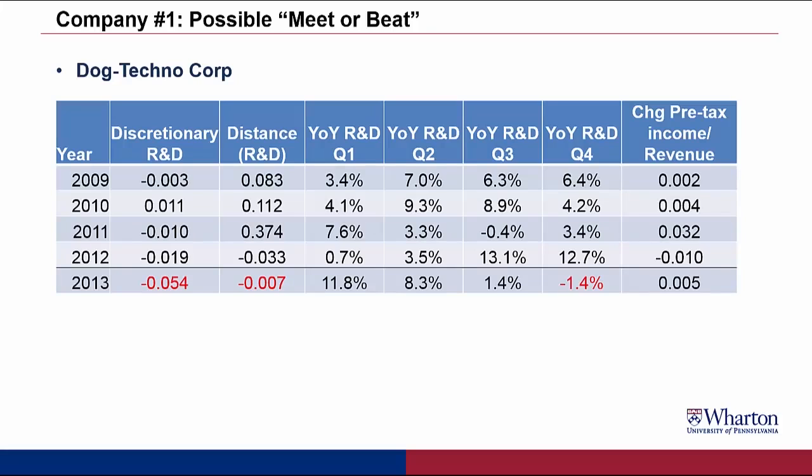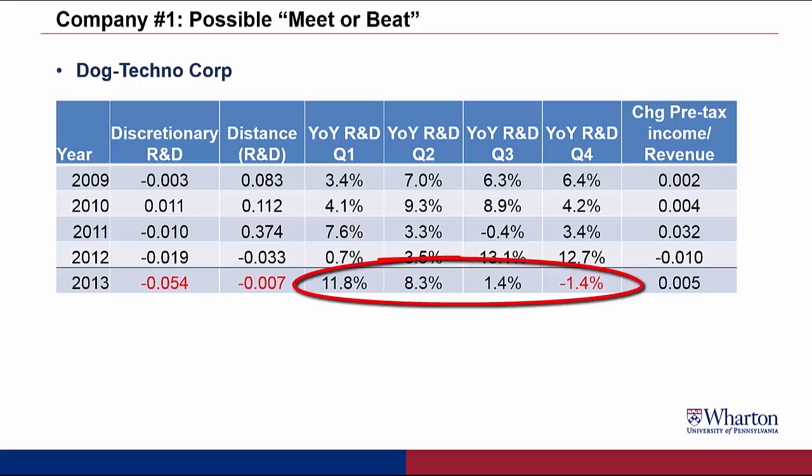In 2013, they had a negative discretionary R&D measure, which was a bigger negative than in the past. So that means they spent less on R&D than expected, potentially cut it to manipulate their earnings. If we look at their distance measure, it was a very James Bondian negative 007. What that means is that if they cut their R&D by just 0.7%, they would have reversed their pre-R&D earnings decline and made it a positive change in pre-tax income. So they're very close to their target.